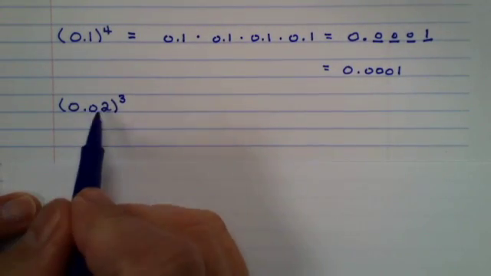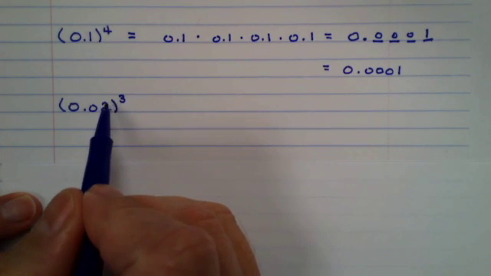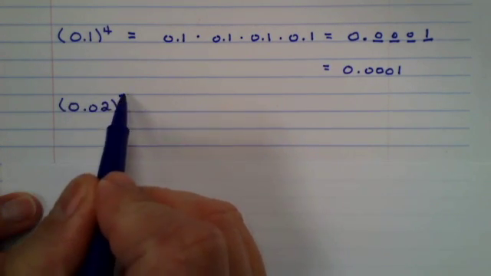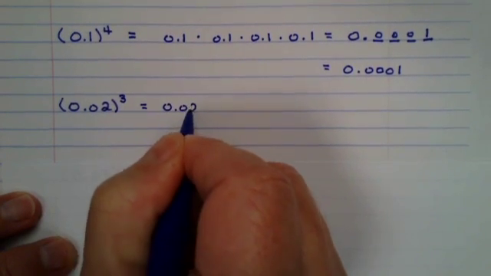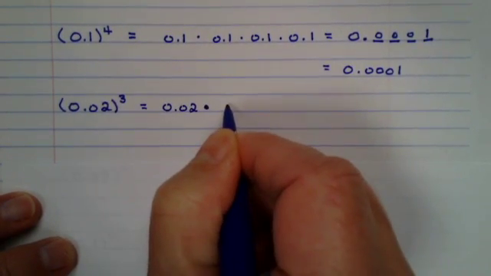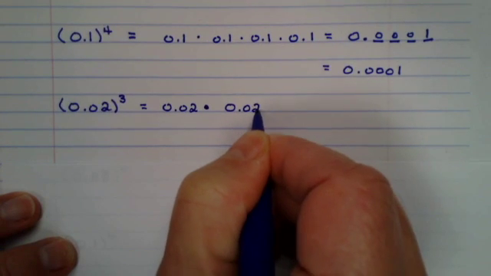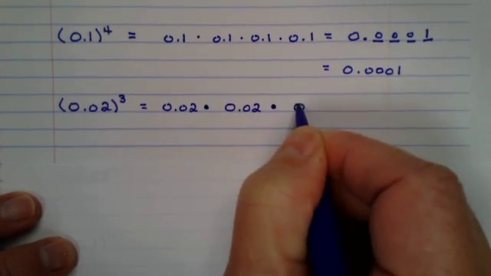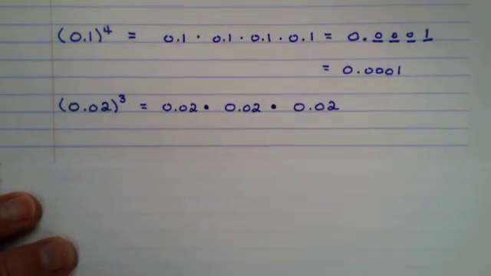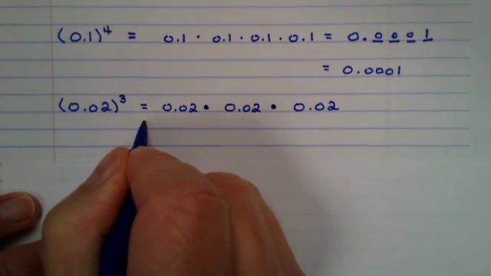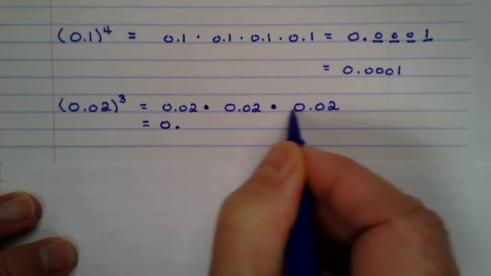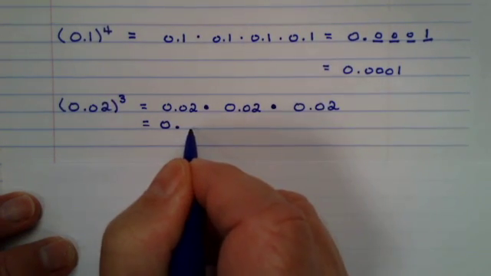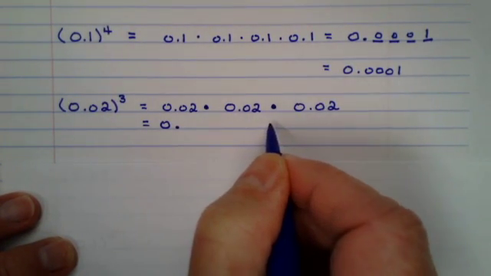Let's look at our next example. I'm going to take what's inside the parentheses, and this exponent tells me I need to multiply that to itself that many times. 0.02 times 0.02 times 0.02. My answer is going to have 1, 2, 3, 4, 5, 6 numbers behind the decimal place.